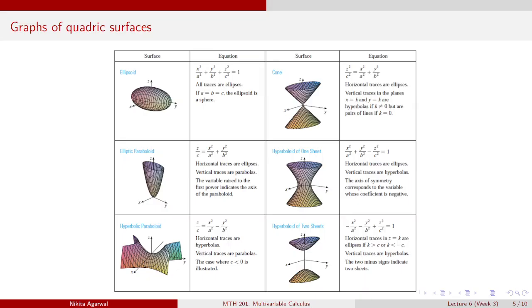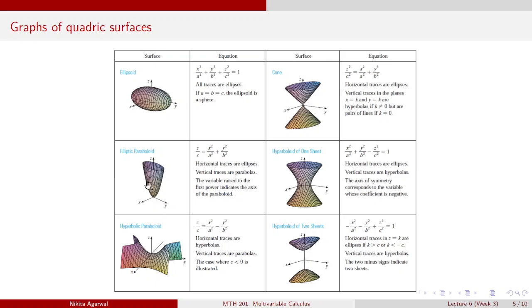Okay, let me talk about one more picture. These two are interesting. I will leave this to you. When do you get one sheet? When do you get two sheets? That's important. You look at the difference in signs. Here you have a negative sign on the z term. Here you have negative signs on the x and y terms.